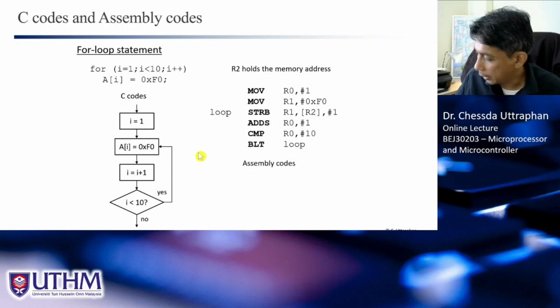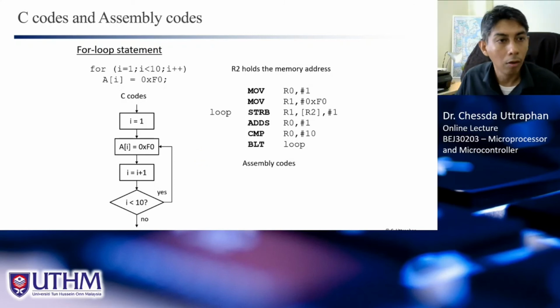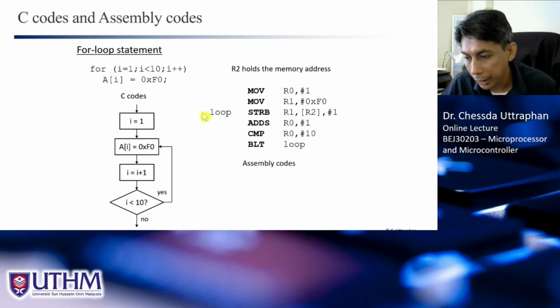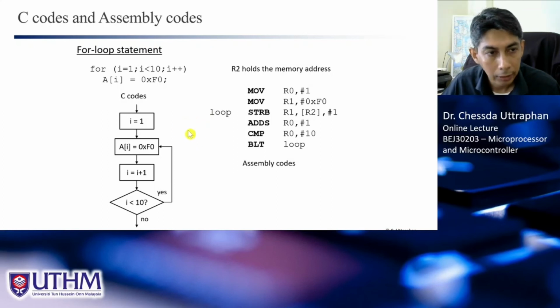Now let's see the next one, which is the for loop statement. So how do we implement a for loop statement in a microprocessor in assembly language? For example, in C code, we want to do something like this: for I equal to 1, whenever I is less than 10, and we increment I by 1.